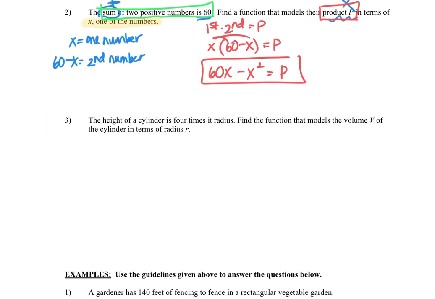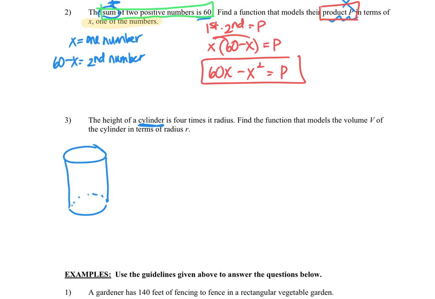Let's look at number 3. A little bit different here. It says the height of a cylinder is 4 times its radius. Height of a cylinder is 4 times its radius. What's a cylinder? Cylinder is circle on the top, circle on the bottom, kind of like a can of soup or something, right?